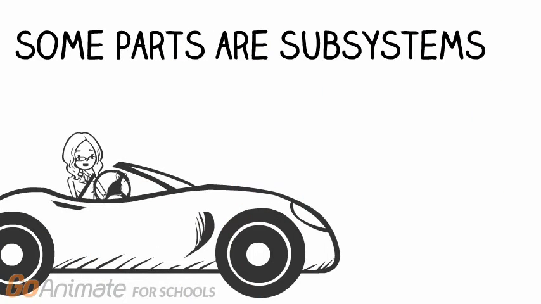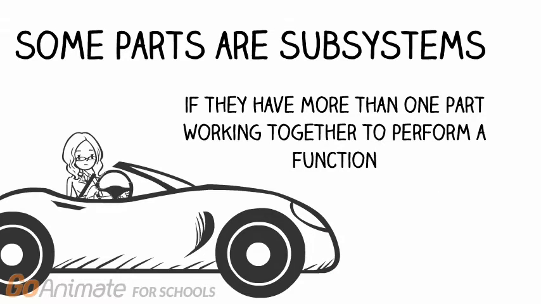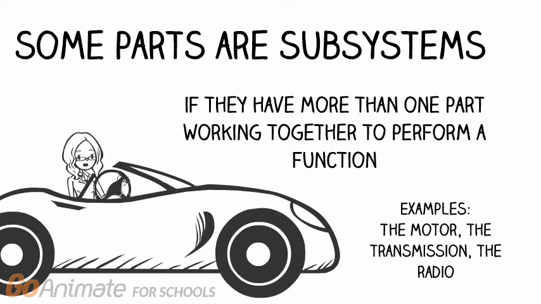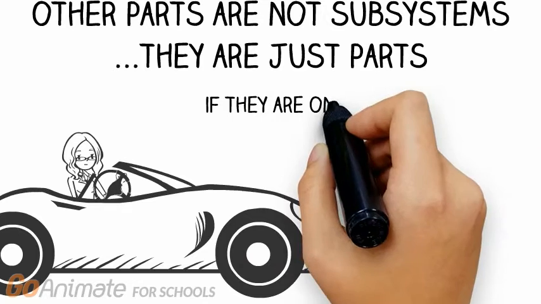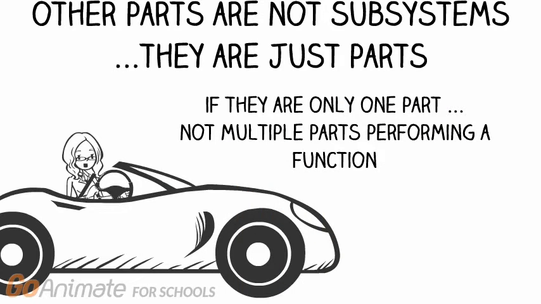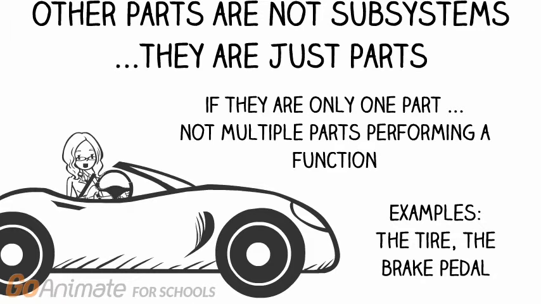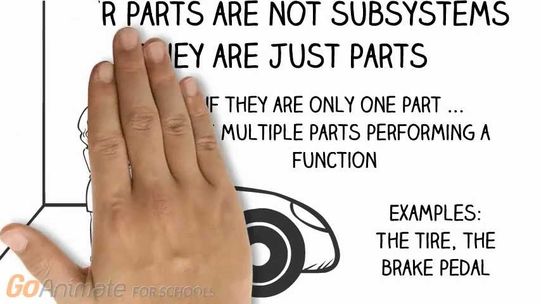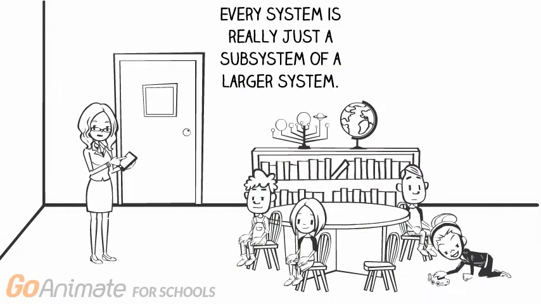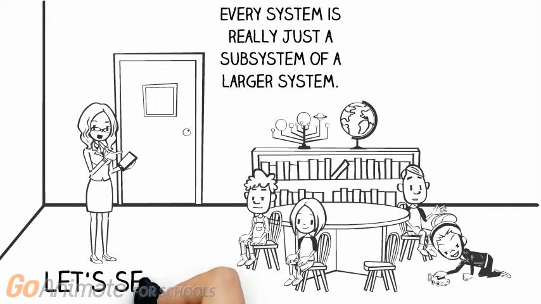Some parts are subsystems when more than one part works together to perform a function within a larger system. The motor, the transmission, and the radio. Not all parts are subsystems. If the part is made up of just one component, then it is just a part. For example, the tire is just a part. So, every system is really just a subsystem of a larger system. Let's see how.